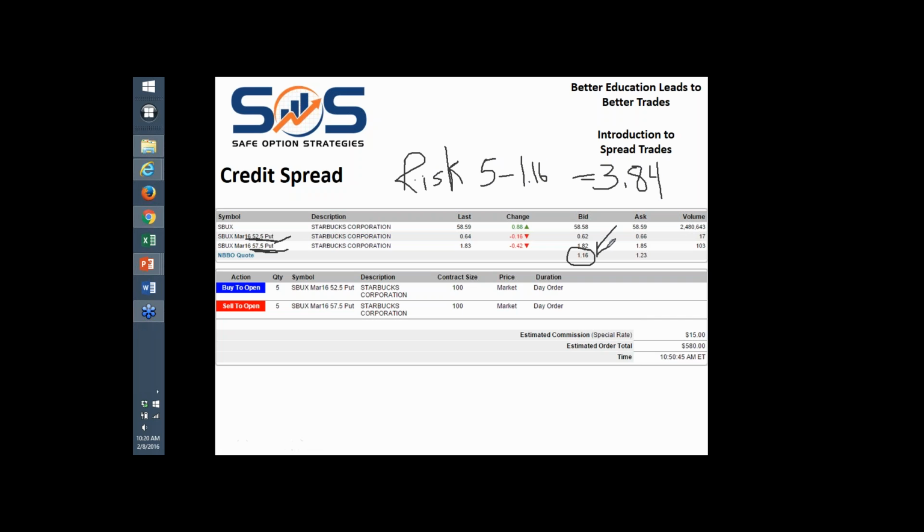You literally have limited your risk in your trade. You know what your risk is to the dollar. For 52 days, your risk is going to be $3.84 times, we've got 5 contracts here, so times 500. And your maximum reward is about $580. There's a 3-to-1 risk to reward. Pretty decent for a credit spread.